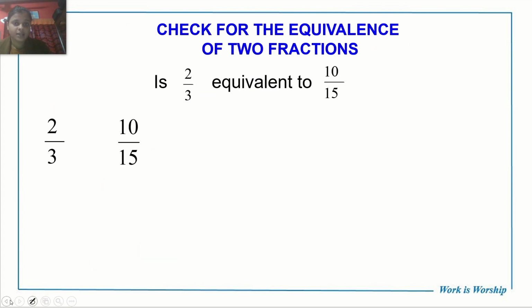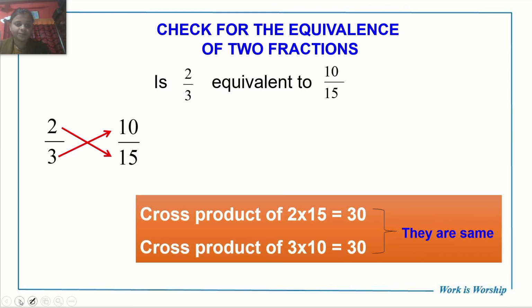Now we have to check for the equivalence of two fractions. Like, is 2 by 3 equivalent to 10 by 15? Okay. Cross products. If the cross products of the numbers are the same, then we can say it is equivalent. Like 2 into 15 is equal to 30 and 3 into 10 is equal to 30. So we can say it is equivalent, right?